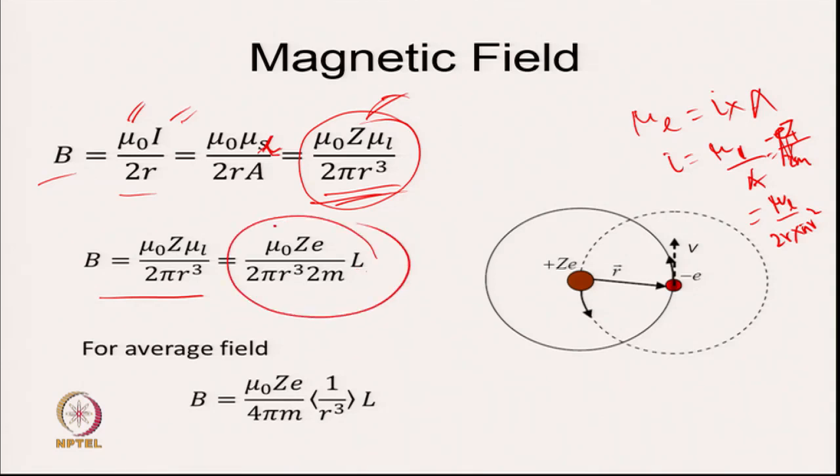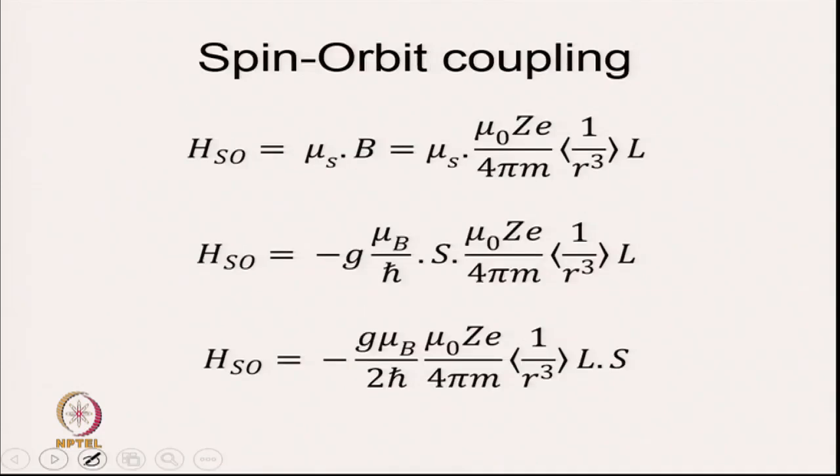So, you have this expression: mu naught by 2 pi R cube, Z E by 2 m, into L, and for the average field you just take 1 by R cube out, and you have to take the average of 1 by R cube. So, this is your magnetic field due to your orbital motion.